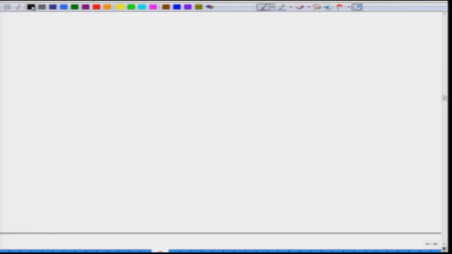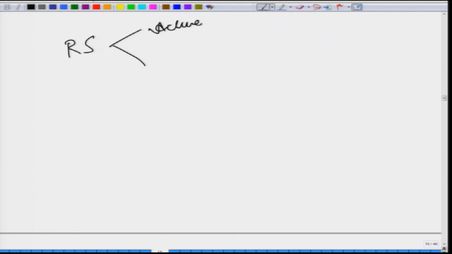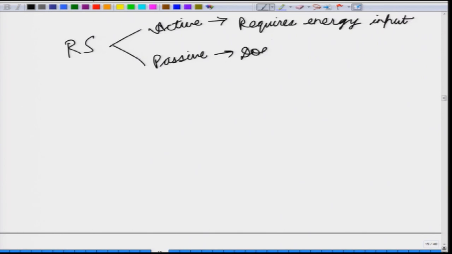As we saw in one of the previous lectures, when we talk about remote sensing, it is sensing from a distance, sensing something remotely, getting information about something from a distance without a physical contact with that object. Now, the remote sensing can be active or it can be passive. Active remote sensing is something that requires energy input, whereas passive remote sensing doesn't need energy input. Now, why doesn't passive remote sensing need energy input?